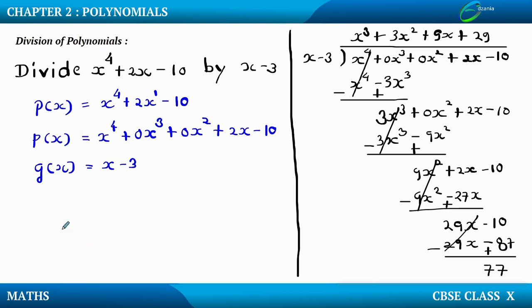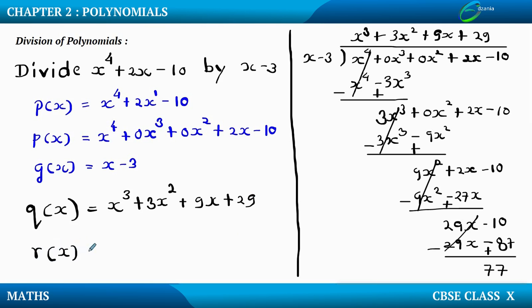We have got all the values now. That is we got r of x and q of x. I'm writing down q of x. So q of x that we got is x cube plus 3x square plus 9x minus 29. And then we got r of x. That is the remainder is 77. So in this way you can divide a polynomial by another polynomial.